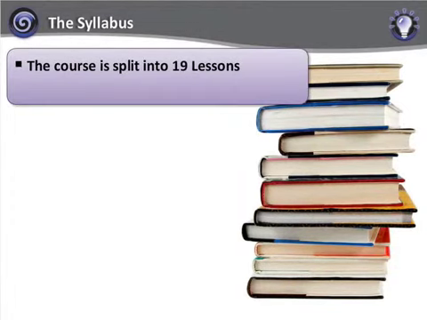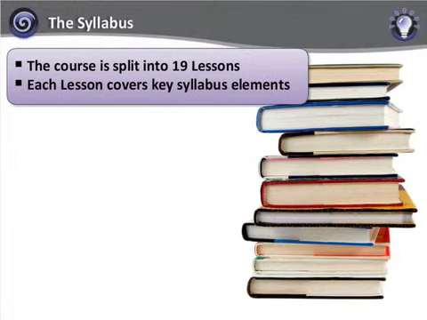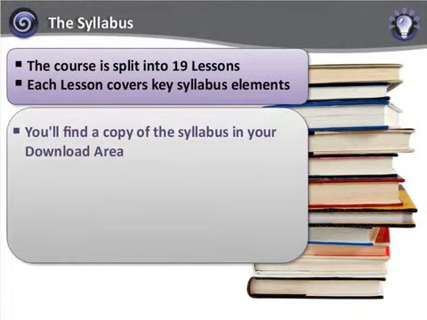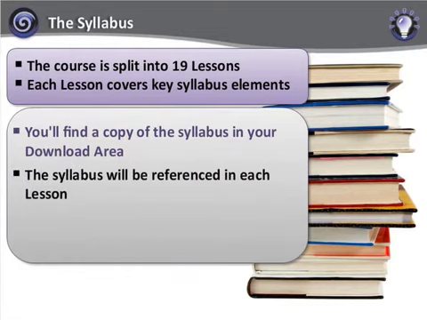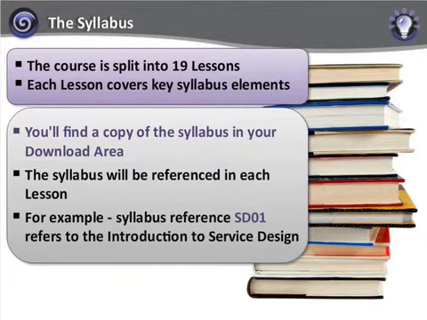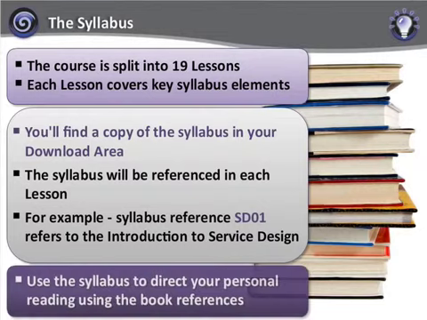This course is split into 19 discrete lessons. Each lesson covers key syllabus elements to prepare you for your exam. You'll find a copy of the course syllabus in your download area, and you'll see references to the syllabus numbering system as you progress through the core lessons. For example, if you see syllabus reference SD01, you know it's referring to the first part of the syllabus, the Introduction to Service Design. The syllabus document also refers to specific sections of the Service Design core volume, easily directing you to the relevant section of the text.